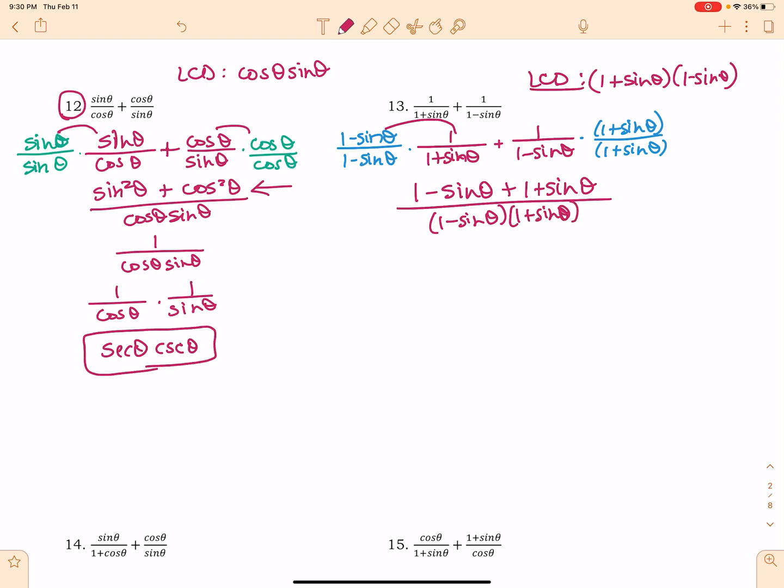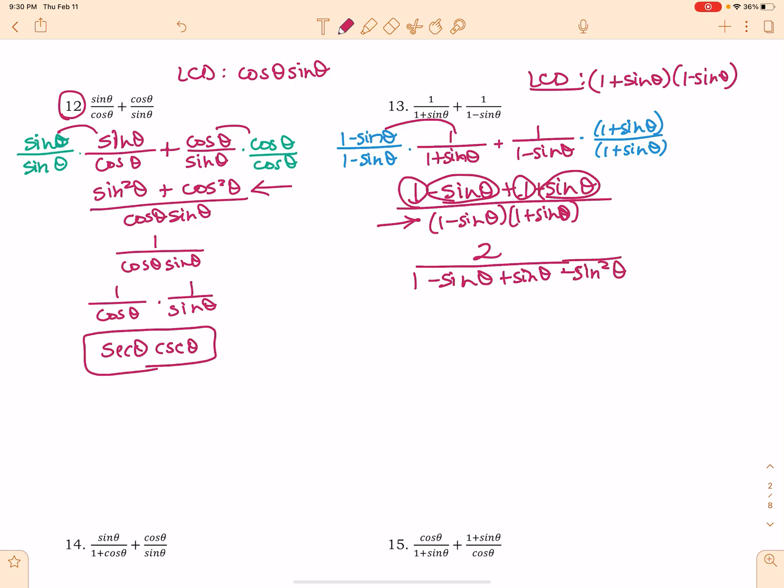Boy, my handwriting is horrible. Okay, so I'm going to combine like terms. This 1 and 1 becomes a 2. Negative sine theta and positive sine theta add to 0. So in my denominator now, I am going to FOIL this. So I get 1 minus sine theta plus sine theta minus sine squared theta. So combine like terms again, those add to 0.